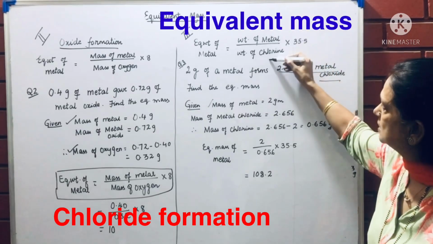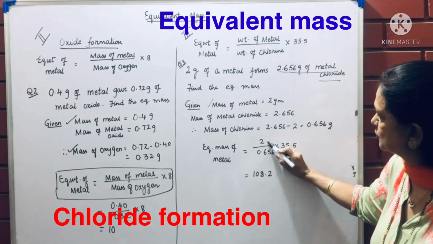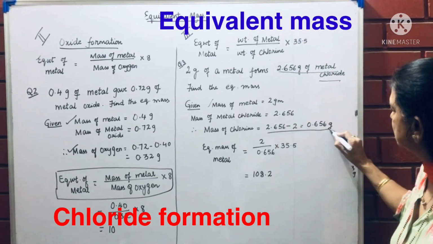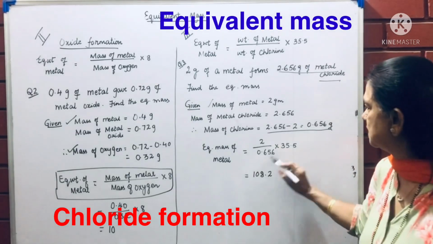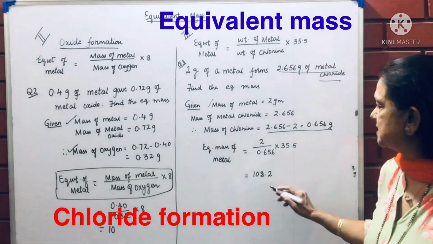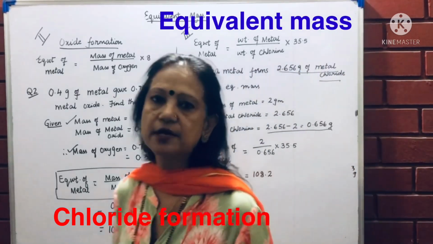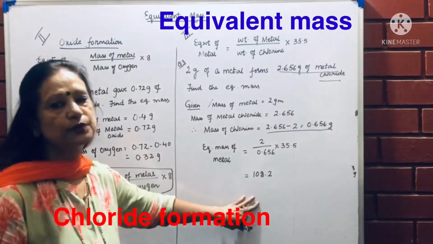Weight of metal, weight of chlorine: 2 is the weight of the metal. Amount of chlorine is 0.656 into 35.5. And so now you get the answer as 108.2 in this case.